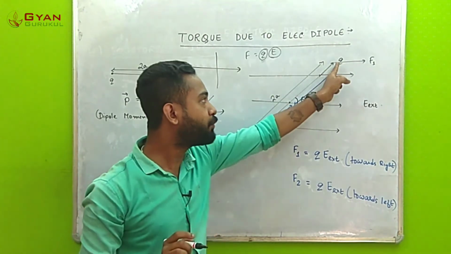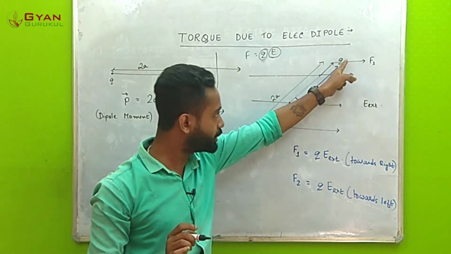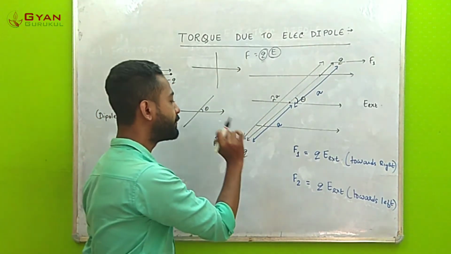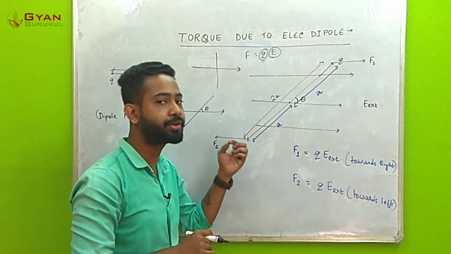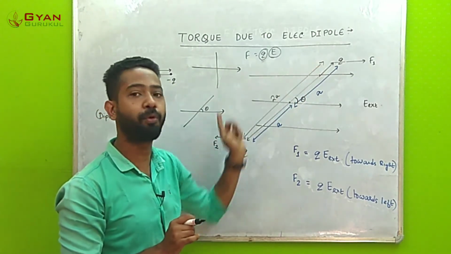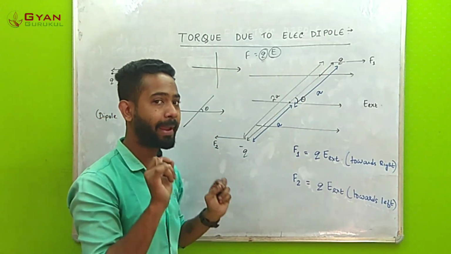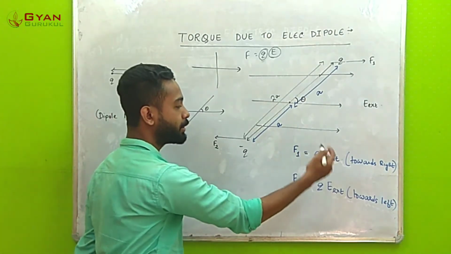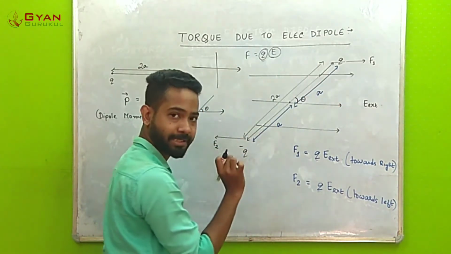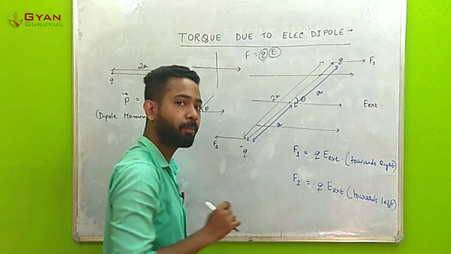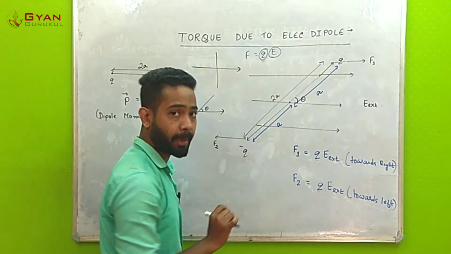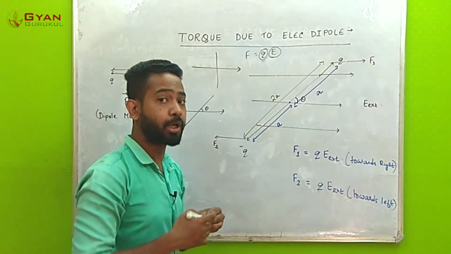F1 is the force experienced by the charge Q and F2 is the force experienced by the charge minus Q. Because one is a positive charge and the other is an equal amount of negative charge, the directions of the forces are going to be opposite, but they are the same in magnitude. Why? Because the charges are of the same magnitude and the external field is the same for both charges. So F1 and F2 are the same in magnitude, but directed in opposite directions. Now what are the directions?